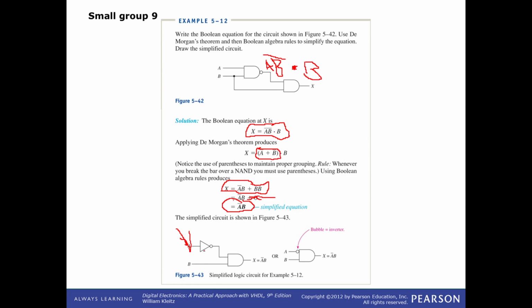And we see that the A is inverted first before it gets to the AND gate, and then it's ANDed with just a regular old B. And then, instead of drawing out the whole inverter to the AND gate, over here on the second circuit we could just put a bubble on A to represent that it's inverted.